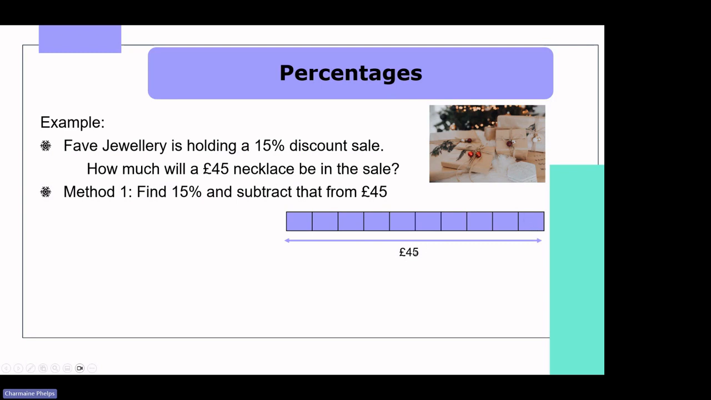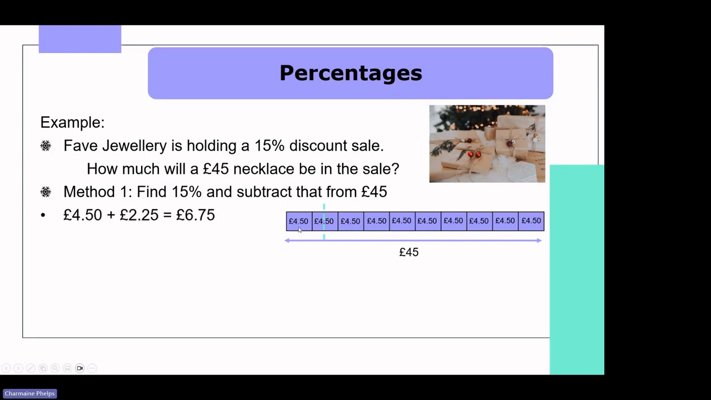So here's my whole, £45, and I need to take away 15%. I do know, however, that 45 divided by 10 is £4.50. So each one of these is worth £4.50 on my bar model. And if I draw a line here, it's this much that my necklace is going to cost and this much that is the discount.